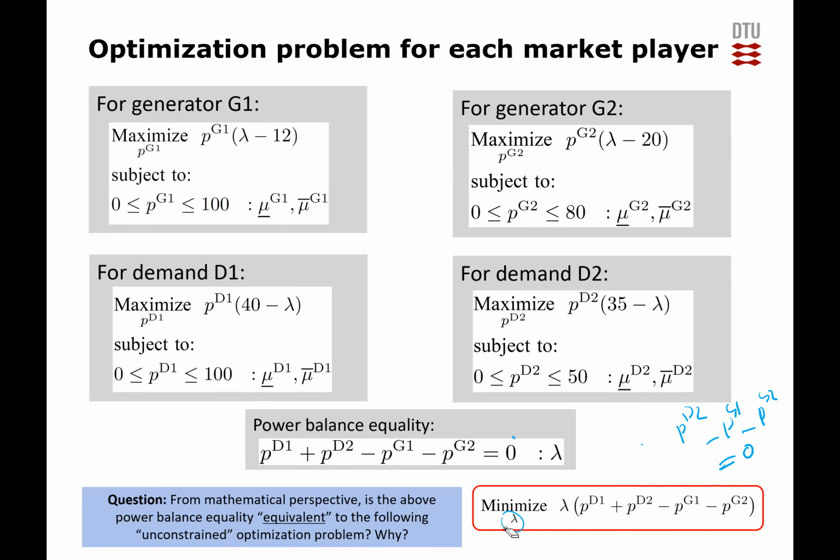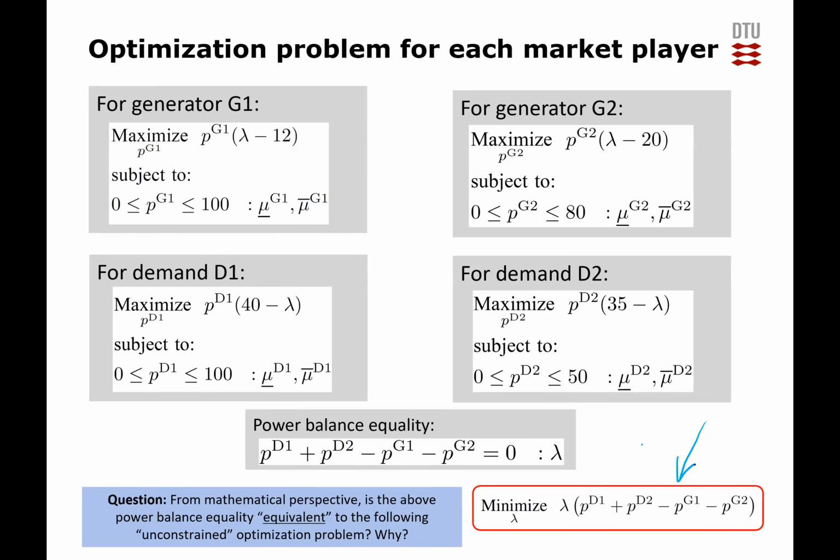So the answer is yes. This unconstrained optimization is exactly equivalent to this constraint. Any question? Do you agree? If you say a few yes, I'll be happy. Good. So we had a mathematical interpretation, but what is the economic interpretation?